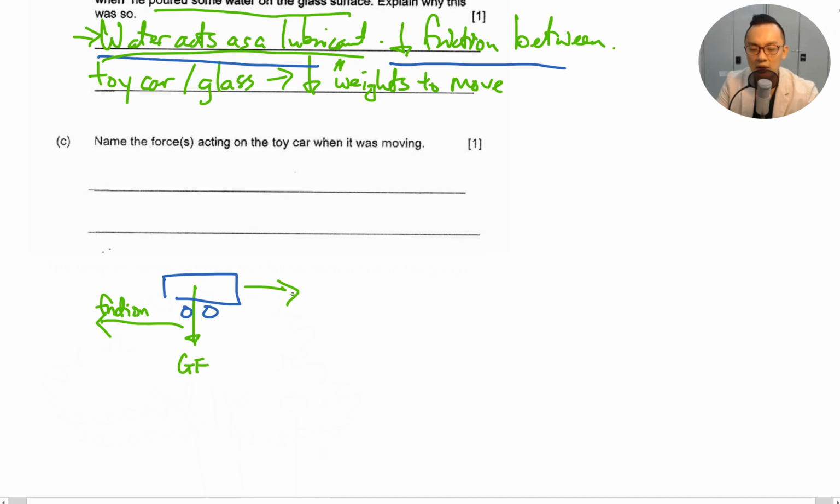And the other one is the one in front that pushes it forward, which is the pulling force of the weight. All right, so these are the three forces: frictional force, gravitational force, and the pulling force of the weight.